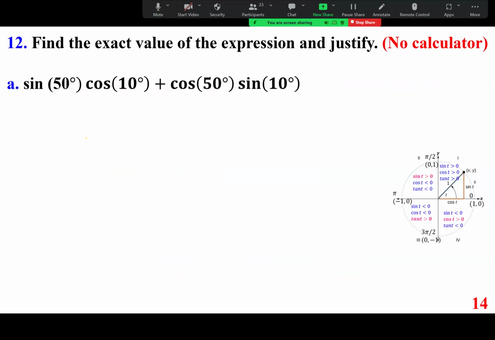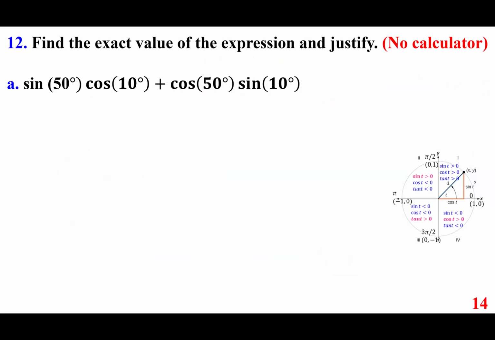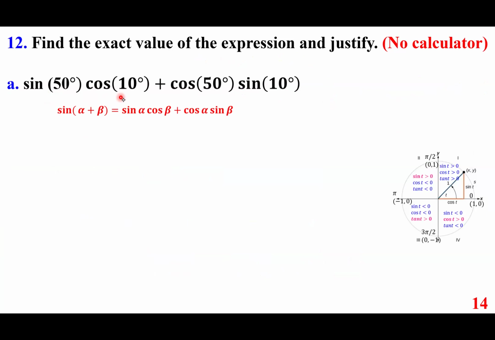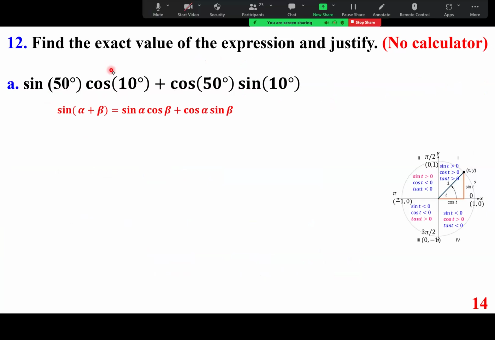All right, we want to find the exact value of sine 50 cosine 10 plus cosine 50 sine 10. And we notice this is sine of alpha plus beta, because sine of alpha plus beta is sine alpha cosine beta plus cosine alpha sine beta. So this must be sine of 50 plus 10. 50 plus 10 is 60. Sine of 60 is a common arc, square root of 3 over 2.